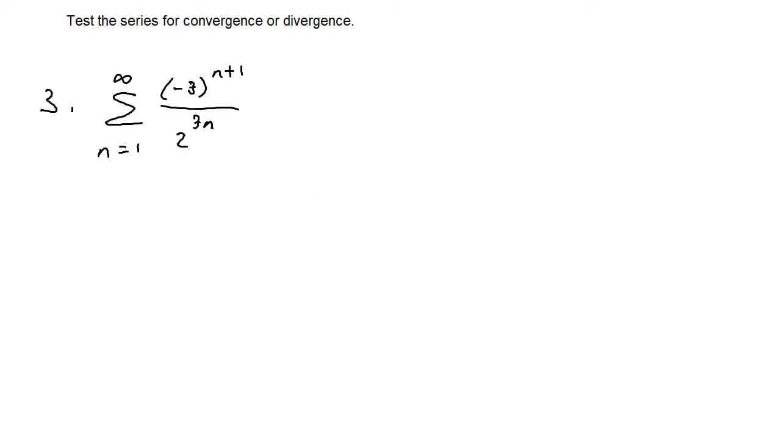Now for number 3 we have the series from n equals 1 to infinity of negative 3 to the n plus 1 power over 2 to the 3n power. Now the very first thing I would do, I'm not really looking for any series tests right now, but what I'm looking to do first is to simplify what's inside the series. So negative 3 here, we have it raised to the n plus 1 power. Because there's a plus sign separating the two exponents, I can rewrite it as negative 3 to the n times negative 3 to the first, or just negative 3.